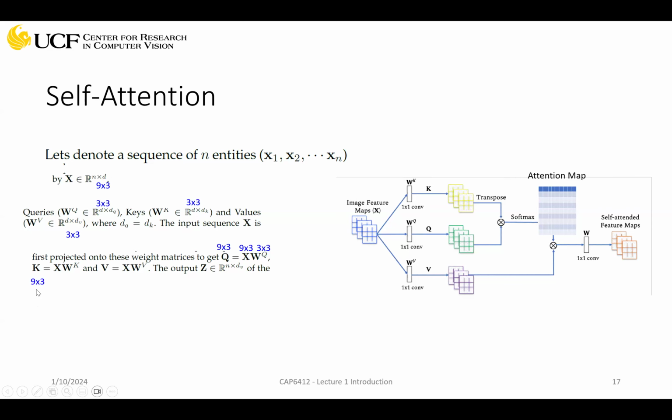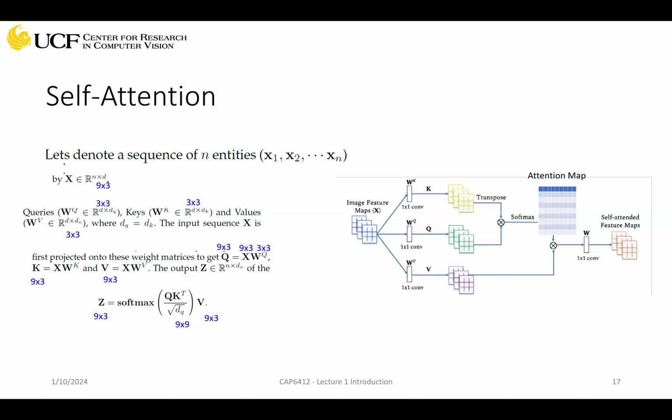And similarly, K will be 9 by 3, and V will be 9 by 3. So now we take the Q and multiply by K transpose, and this will become 9 by 9 because Q is 9 by 3 and K transpose will be 3 by 9. So therefore, 9 by 3 times 3 by 9 becomes 9 by 9. And then V is 9 by 3, so then we will get 9 by 3. So that's a way to describe the self-attention in terms of matrices, the equations.